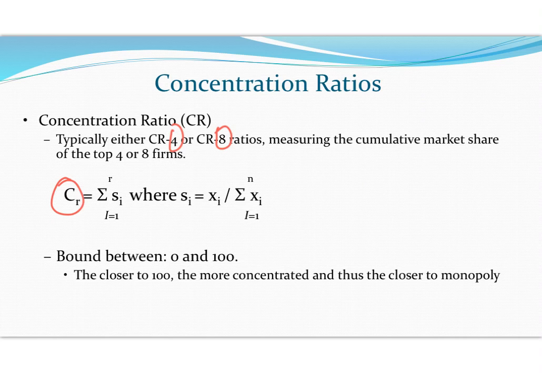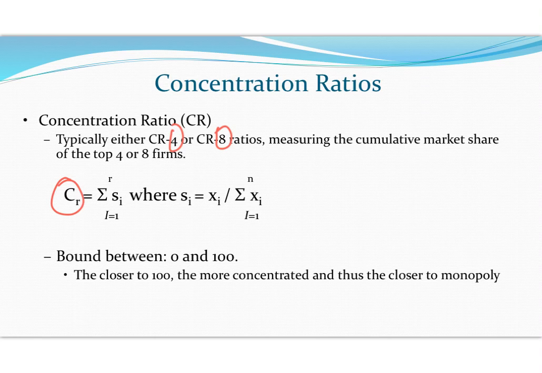Instead, what we're going to do is add up the market shares of some subset of firms. And we're always still ordering these from largest to smallest. So when we say the CR4, we're adding up the market share of the largest 4 firms, or CR8, the largest 8, CR20, the largest 20, so on and so forth. And we're just adding up the market share of those firms.